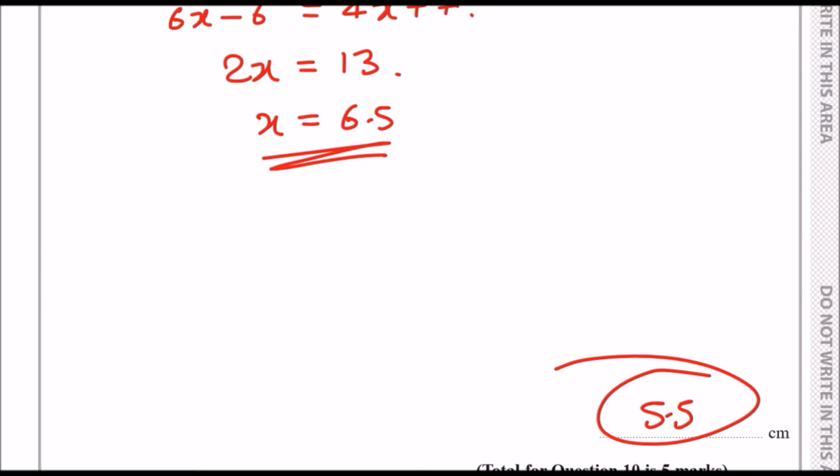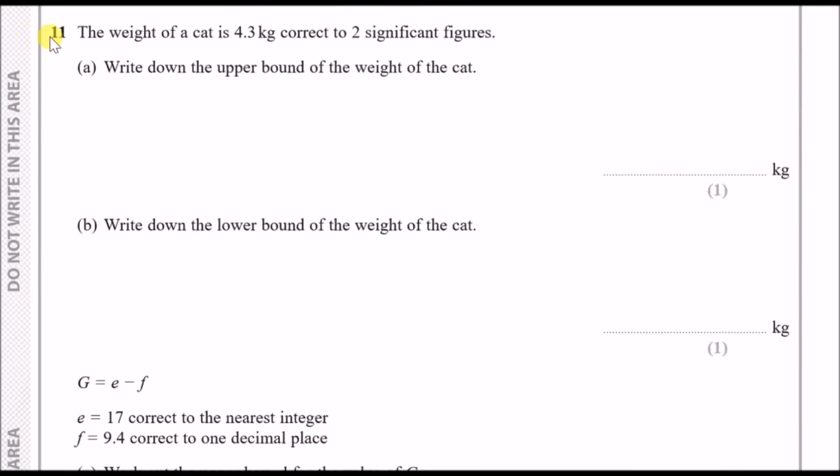5.5. Okay, for 11, it says that the weight of a cat is 4.3 kg corrected to 2 significant figures. That's actually the same weight as my cat. Now A, write down the upper bound of the weight of the cat, and B is the lower bound. Now guys, to find any bounds, and this is a super easy method to do it, you always look at the very final figure that was rounded, which is 0.3, yeah?